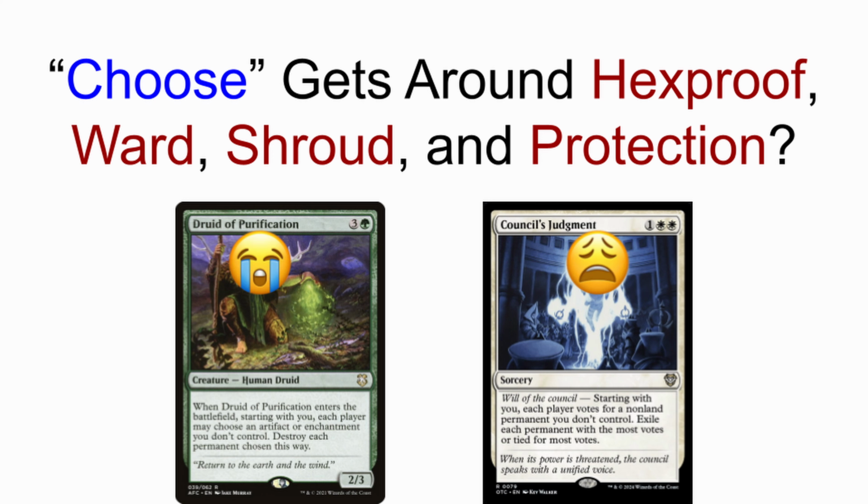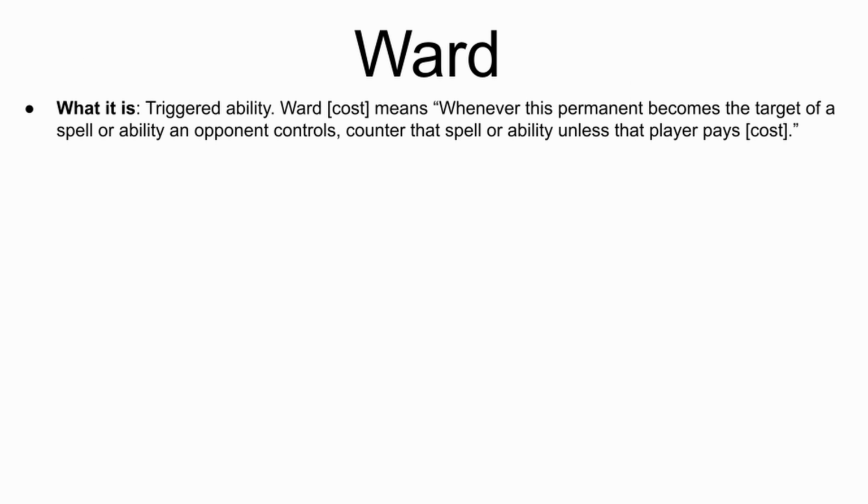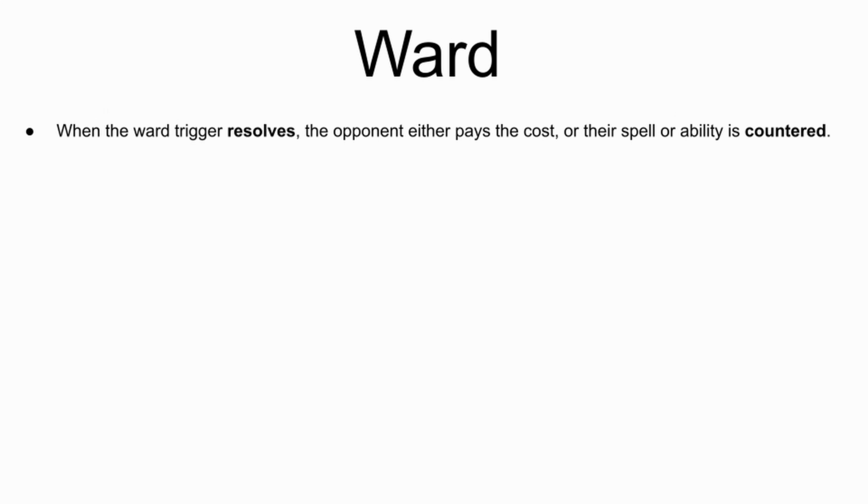So let's kick things off by explaining what each keyword means. Ward is a triggered ability. It triggers when your permanent becomes a target of a spell or ability an opponent controls. On the ward trigger's resolution, the opponent either pays the cost or their spell or ability gets countered.